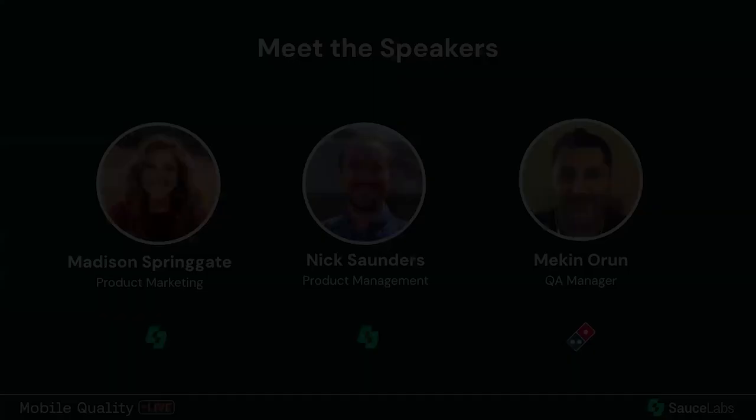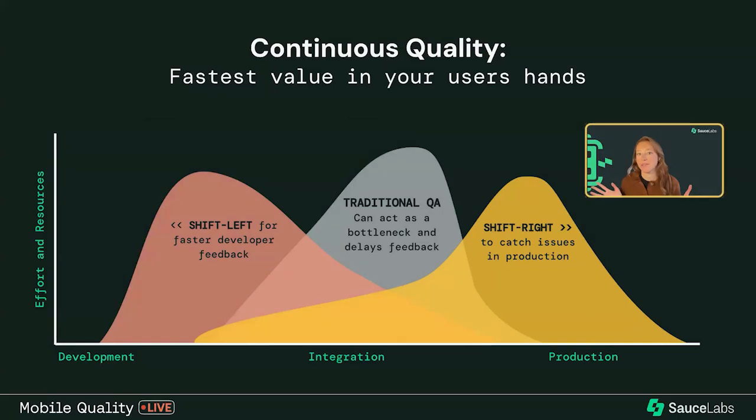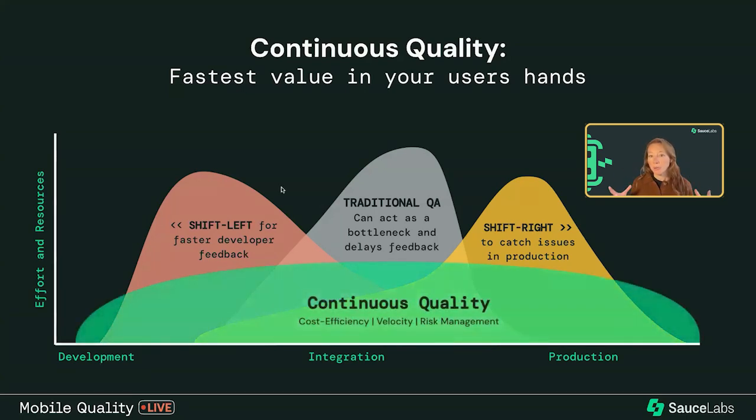To jump in, I wanted to start with how quality has evolved. Traditional QA could be seen as a bottleneck in the middle of the development process. As teams have shifted left, testing earlier in development to get faster feedback, some teams have shifted right, monitoring errors in production. But the best approach we have found is continuous quality, where you test early, often, and throughout the entire development life cycle. That way, you get apps into the hands of your users faster with fewer bugs.